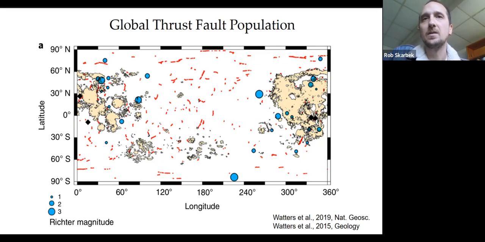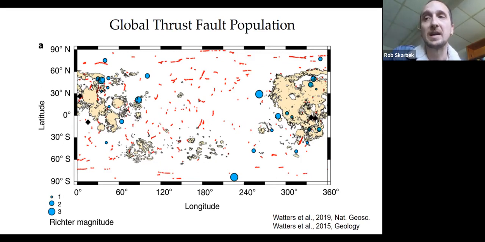So one thing to notice here is that the faults are mostly in the lunar highlands. The individual fault scarps have about tens of meters of relief on them, and they're about 10 to 20 kilometers long, and they also form in groups or clusters that can be several hundred kilometers long.